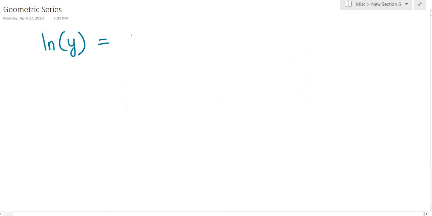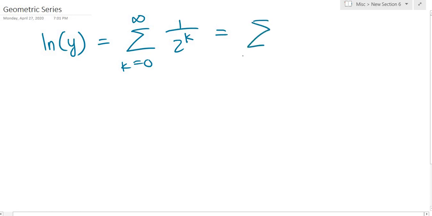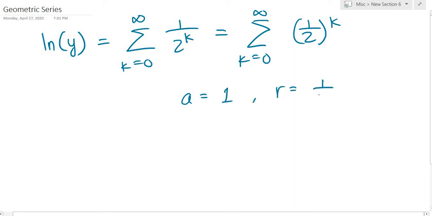So basically it got reduced to this infinite GP, the sum from k equals 0 to infinity of 1 over 2 to the kth power. Just having a common power enables us to write 1 over 2 to the kth power. Now the first term a, when you plug in k as 0, is 1, and the common ratio r is a half.